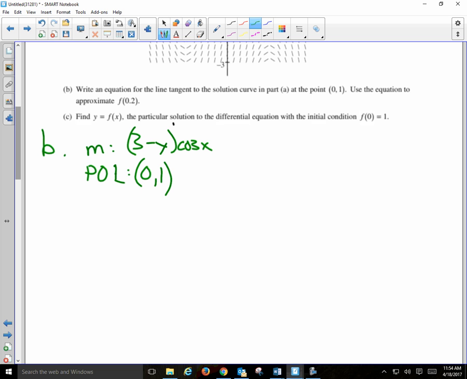What do we plug in for y? What do we plug in for cosine, or for x? 3 minus 1. What's the cosine of 0? So we get 2. So this is a y-intercept because the x value is 0, so we have y is equal to 2x plus 1.